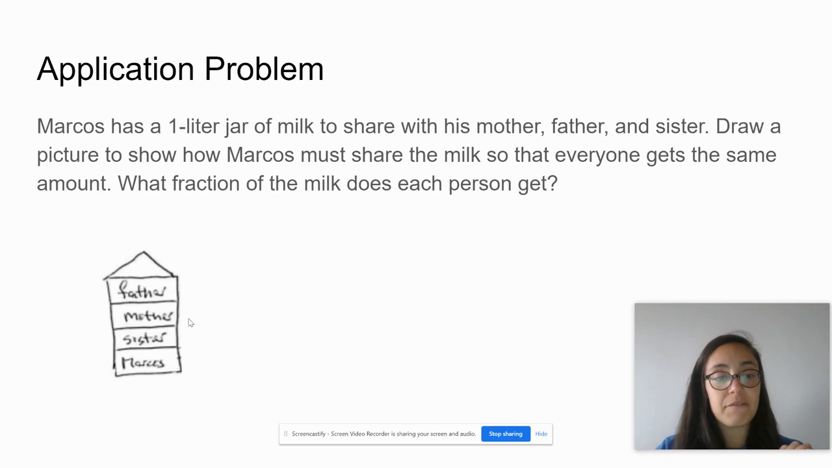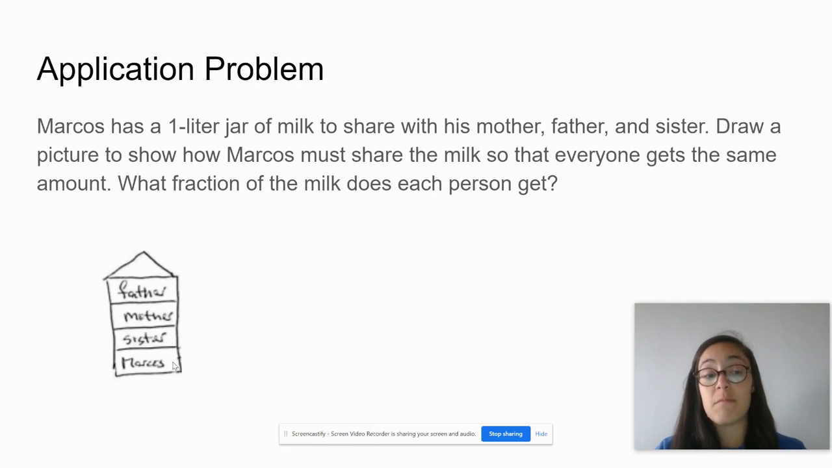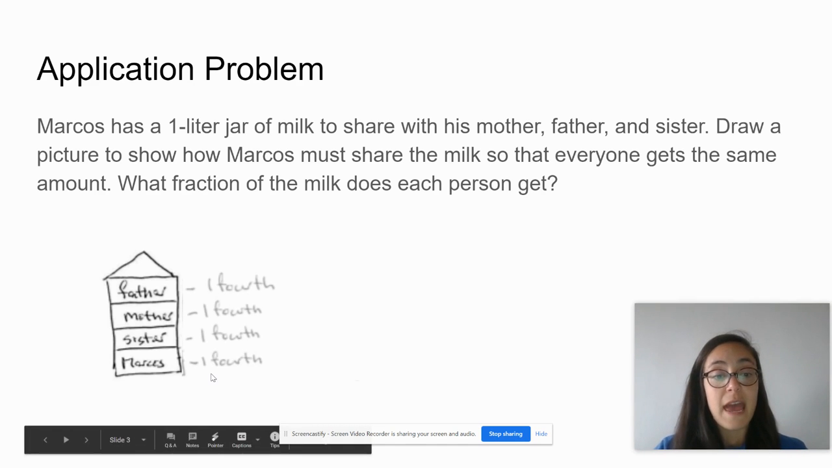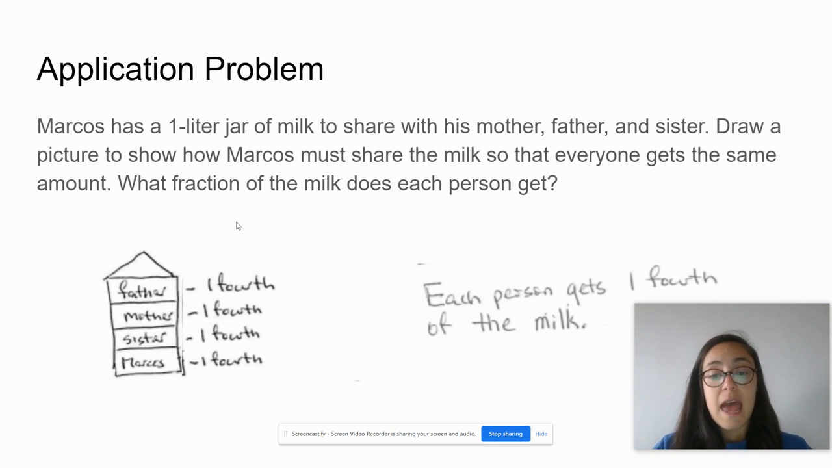So I have to draw my picture right here because I made it a little house to think, okay, in my house, I have my father, my mother, my sister, and Marco. So I have 4 people that I'm sharing it with. And I know that 1 part would be 1/4. So each part is the part on the top and the whole on the bottom. So I could write it like that. And each person gets 1/4 of the milk. So I know, looking at my picture, that 1 person gets 1 out of 4 parts. His mother gets 1 out of 4, sister, as well as Marco. So that's where we go from each person gets 1/4 of the milk.